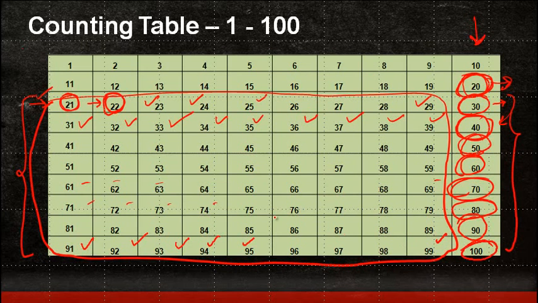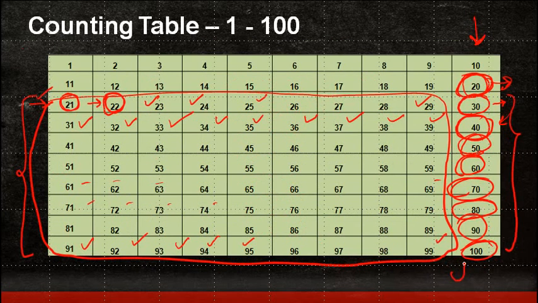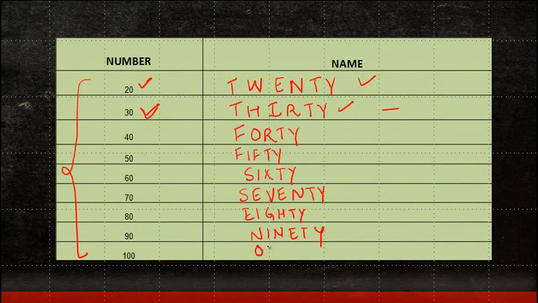And then I get 100. This is known as 100. We write this as O-N-E, H-U-N-D-R-E-D. Right? That's how you find out the name of all the numbers which come after this.